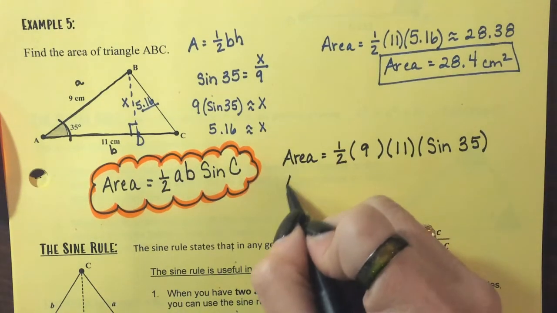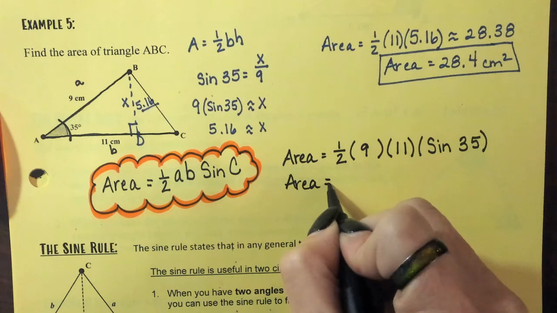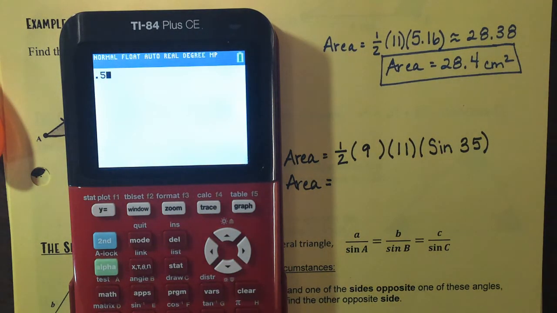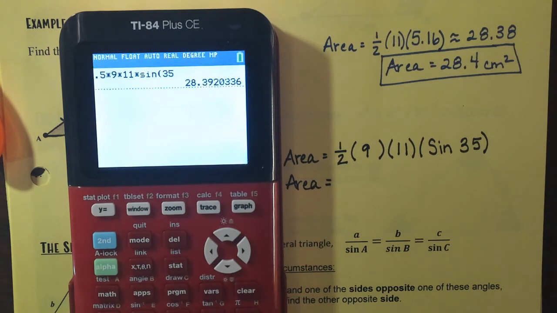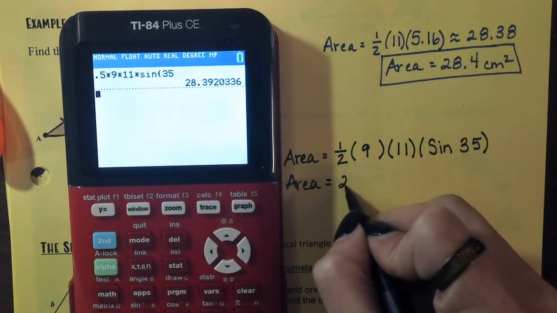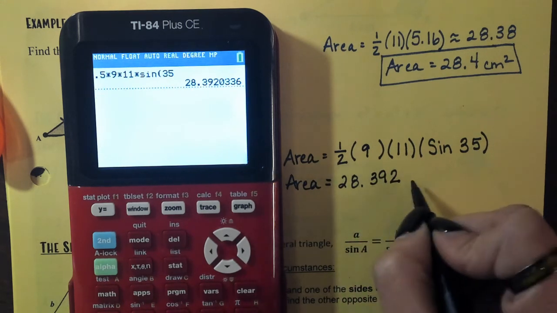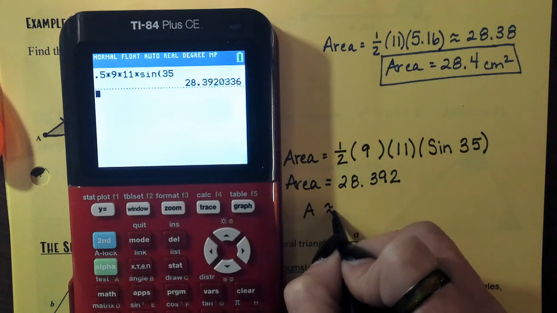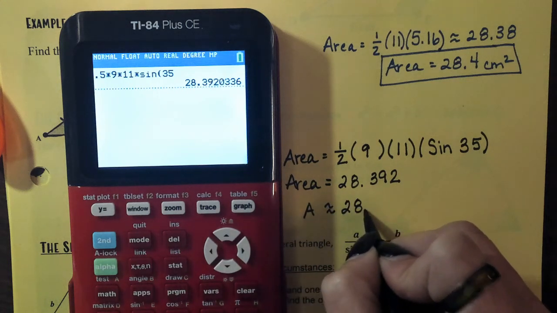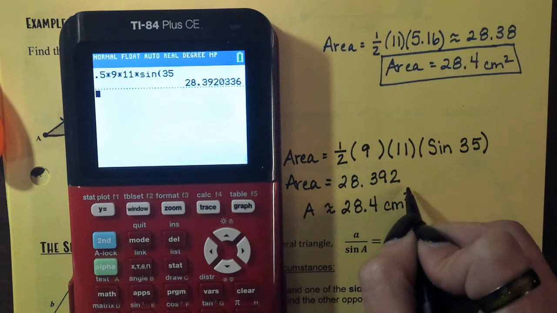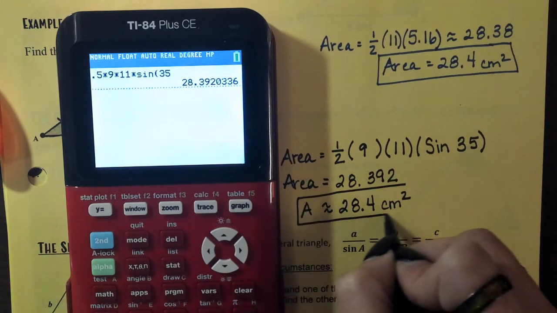And we're going to plug that in. There we go. I'm going to plug it all in. 0.5 times 9 times 11 times the sine of 35. Oh, look at that. It is 28.392. Our area is approximately 28.4 centimeters squared. Same answer.